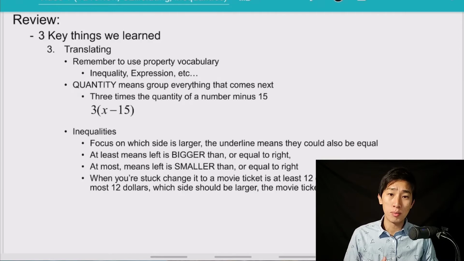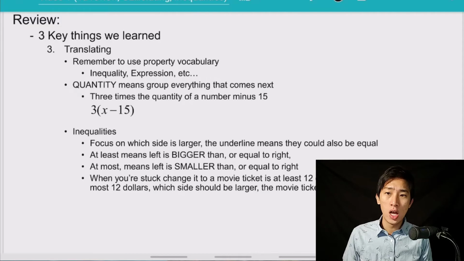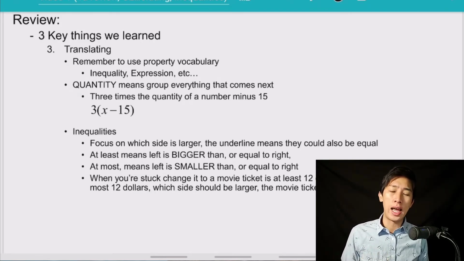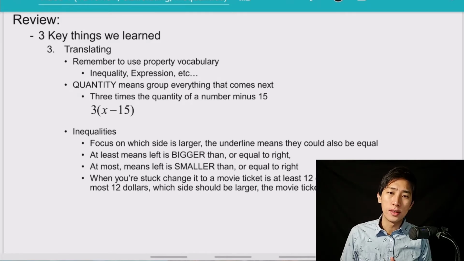Knowing all of these things is important because when we're translating, we have to know what the word is before we can translate. One of the big new words that we talked about was the word quantity. Quantity means group everything that comes next. So if I say something like 3 times the quantity of a number minus 15, what it's saying is 3 times parentheses, chuck whatever comes next in a parentheses. So it's 3 parentheses x minus 15. And the reason why that's multiplication is because if there's no operation in between, that means it's multiplication by default. Okay.